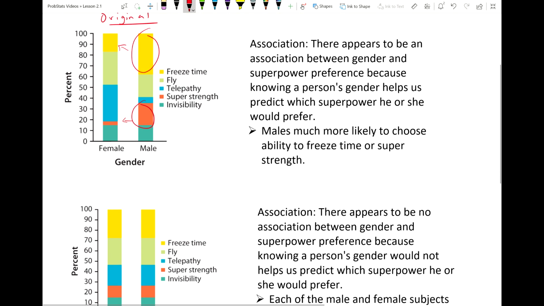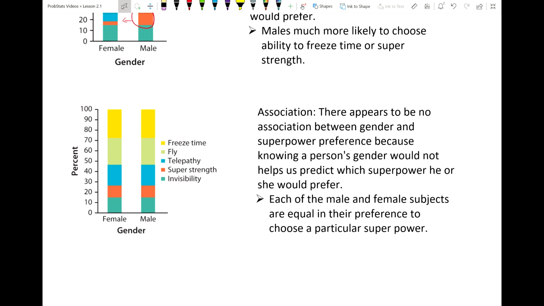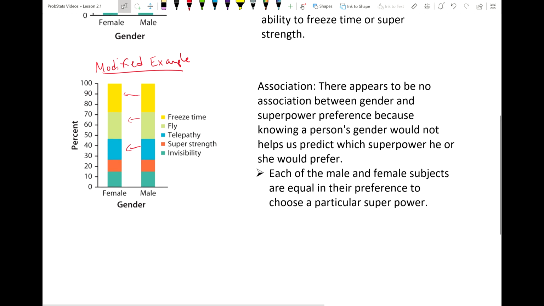So now what if there is no association? This is another example, the modified example of the original. Let's say we get these results for 200 individuals. In this case, there appears to be no association between gender and superpower preference, because knowing a person's gender will not help us predict the superpower they prefer. Notice that they're equivalent for each category. So this is not going to help us predict based on gender, since they're equal in their preference.